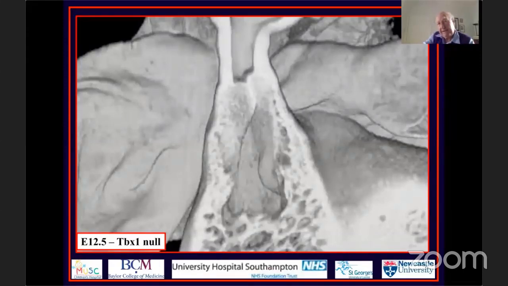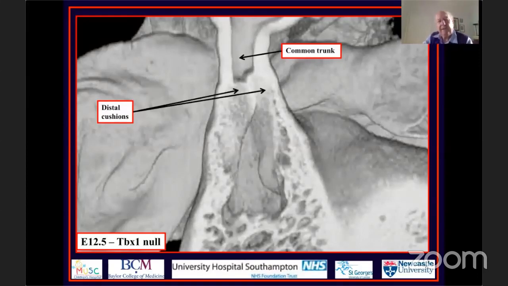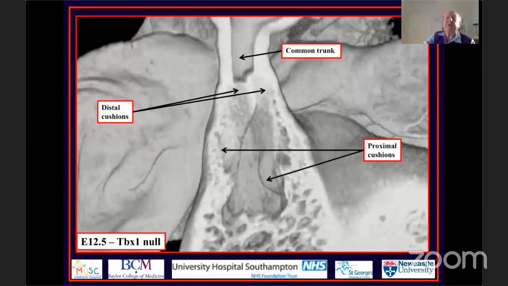And had development proceeded normally, by this stage, the intrapericardial trunks themselves would have separated into the aorta and the pulmonary trunk. But what you see in the null mouse is that, in fact, the distal outflow tract has remained as a common entity. And then, as we look through the intermediate and the proximal part of the developing outflow tract, we see that the cushions themselves have failed to fuse.